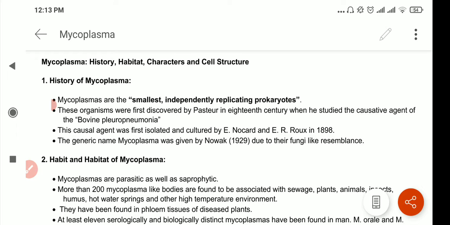They were discovered by Pasteur when he studied bovine pleuropneumonia. The causal agent of this bovine pleuropneumonia was cultured by Nocard and Roux, and the generic name, the genus name Mycoplasma, was given by Novak because they have a fungus-like resemblance. Mind you, these are not fungus. They look like fungus, but they are not. They just look like it.